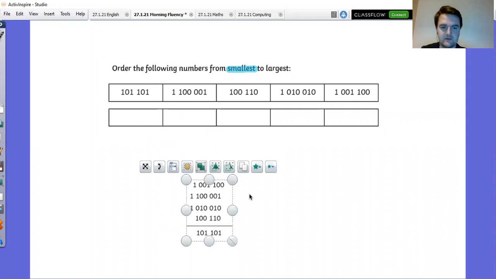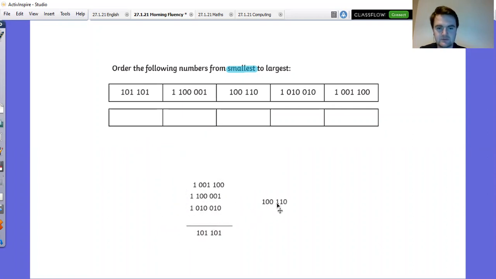So let's have a look and see. So these two are the ones we're comparing to see which is the smallest. I can see that we've got the same number of 100,000s, the same number of 10,000s. This number's got 1,000. This number doesn't have any. So this number must be the smallest, followed by this one.